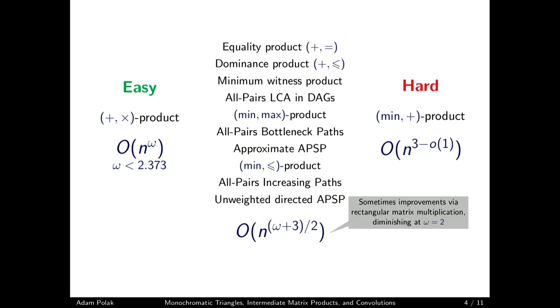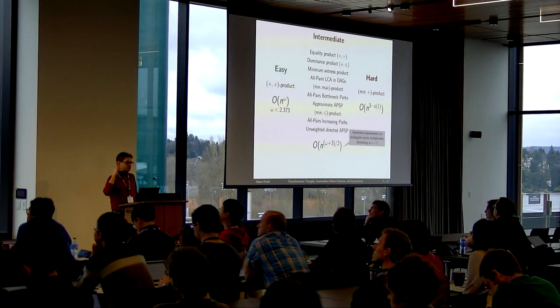For some of the problems, we know small improvements using rectangular matrix multiplication. But the smaller the omega is, the smaller the improvement. And if omega turns out to be 2, then these improvements vanish, and this running time becomes n to the 2.5. So that's why we coined the term intermediate matrix products for these problems. And all algorithms for these problems look at the top level very much the same. You run matrix multiplication several times, roughly square root n, to get some kind of approximate answer for the dense part of your problem, and then you do something naive to get the rest of the problem solved.